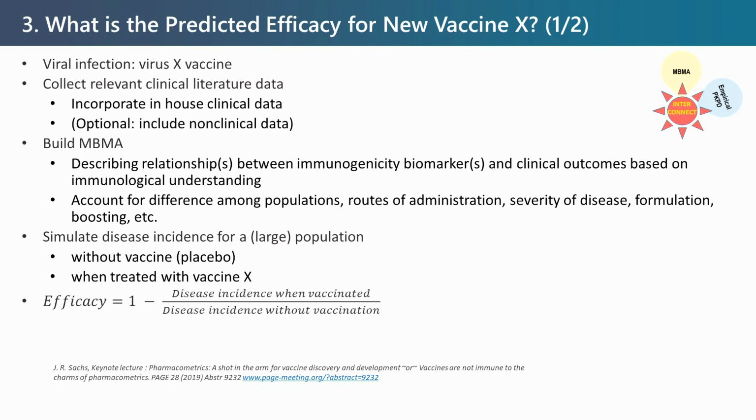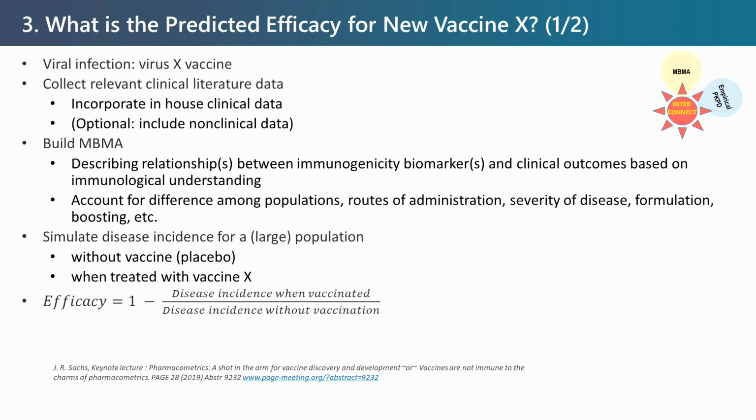The MBMA model described the relationship between immunogenicity biomarker and clinical outcome based on immunological understanding. In this case, the clinical outcome was the incidence rate of the occurrence of a viral infection. Covariates were included in the model to describe differences among populations, route of administration, the severity of disease, and formulation options. In the next step, the resulting model was used to simulate a large population with and without the vaccine. Then the efficacy was calculated based on the resulting predicted incidence rates for the two groups.